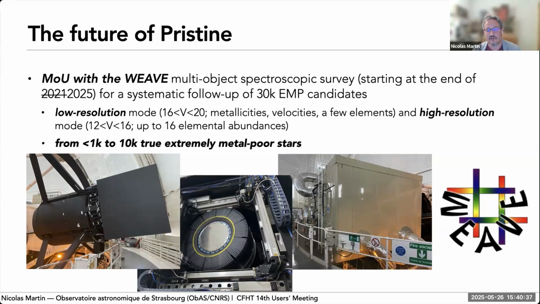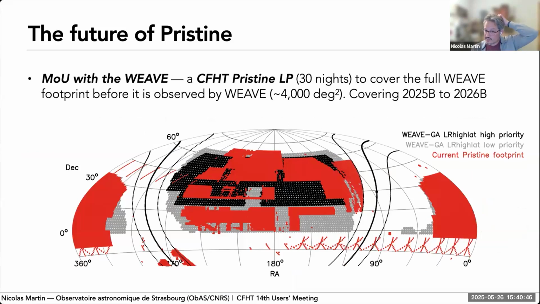These are images of the facility that's on the WHT in La Palma right now, getting ready to start observing by the end of the year. It's for this reason that we answered the call for LPs and asked for 30 nights to cover the full extent of the WEAVE footprint. The benefit for us, the fact that it's been delayed, means that we have been able to cover a lot of the footprint already, which is what appears in black. You don't even see it in some regions because we've completely covered it. In other regions, there are still holes missing.